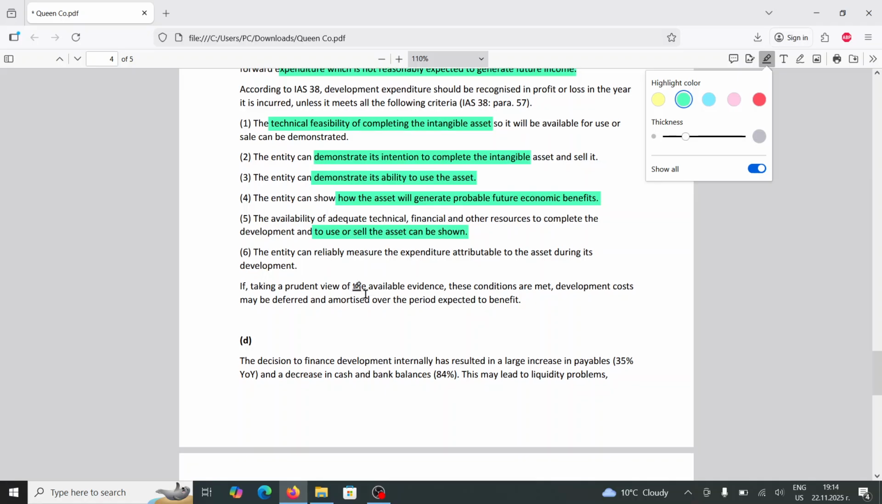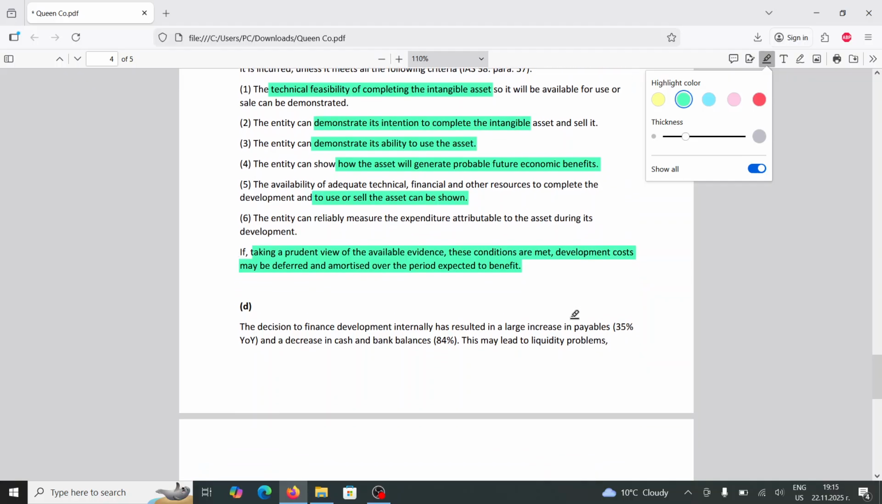The market and marketability, or using it in your own production, in this case for plastics, in the case of Queen Company, is crucial. If you can't use it or sell it, profit and loss. The entity can reliably measure the expenditure attributed to the asset during its development. If, taking a prudent view of the available evidence, these conditions are met, development costs may be deferred and amortized over the period expected to benefit. So it is not allowed by accounting standards for development costs to be deferred indefinitely.